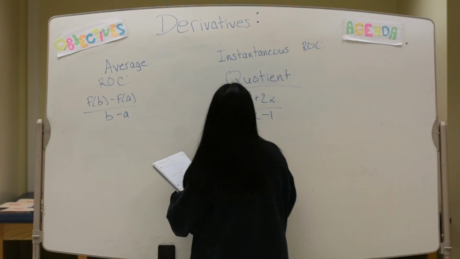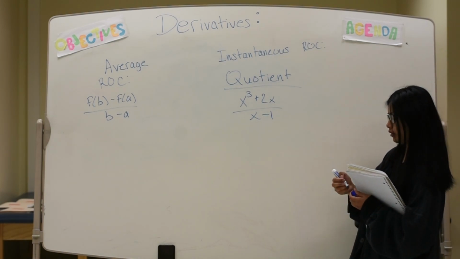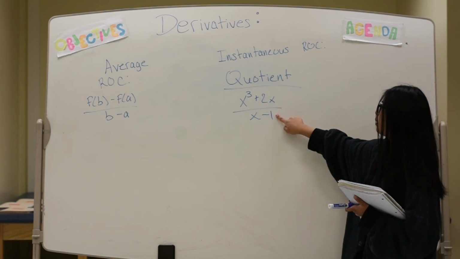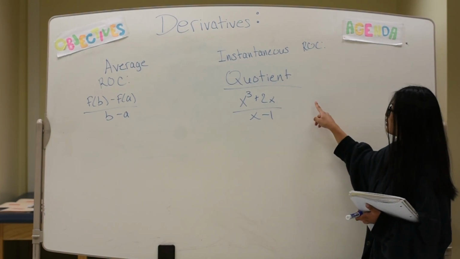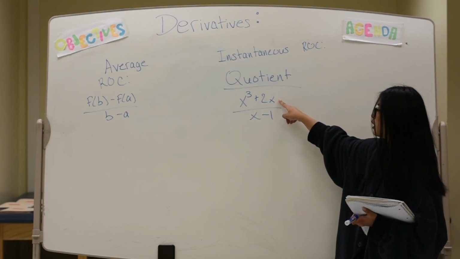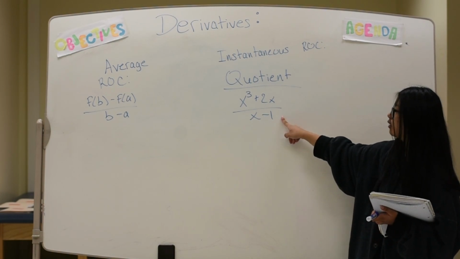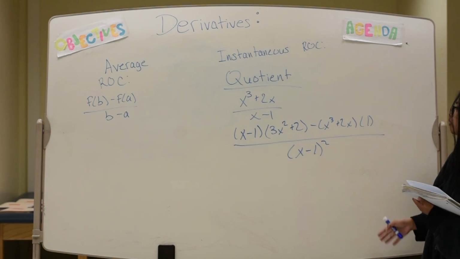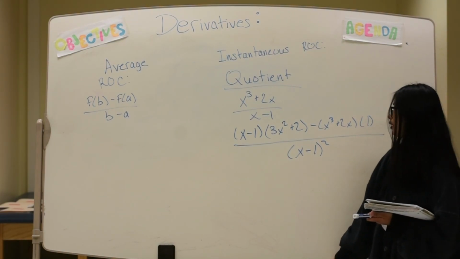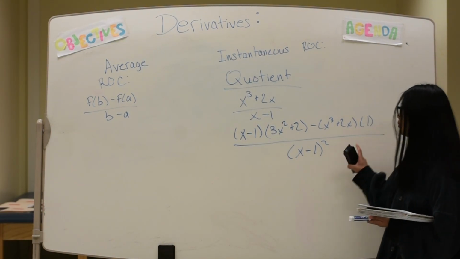Quotient rule. What you do here is you first multiply the bottom function times the derivative of the top function, minus the top function times the derivative of the bottom function, all over the bottom function squared. Of course you can also still simplify, but I will not again. This would be the final answer.